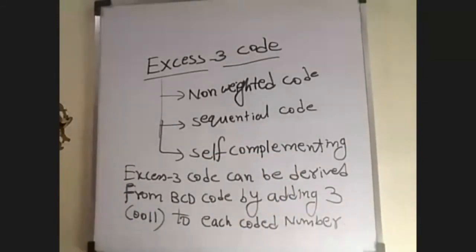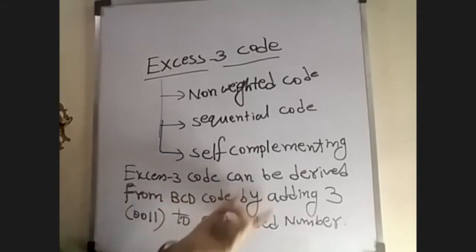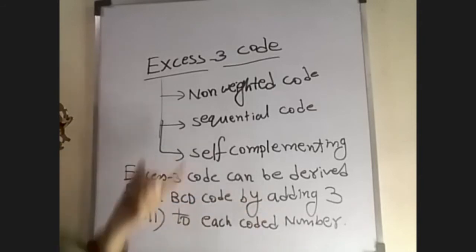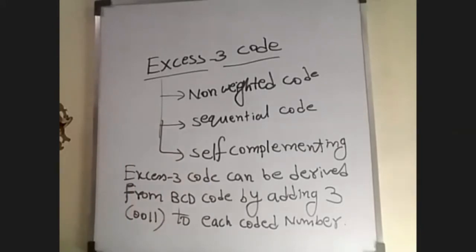So this is the XS3 code. XS3 code values can be derived from the BCD code. For example, take 0. For that 0, the BCD code value is 0000. We add +3 to that code, then you will get the XS3 code value for 0.